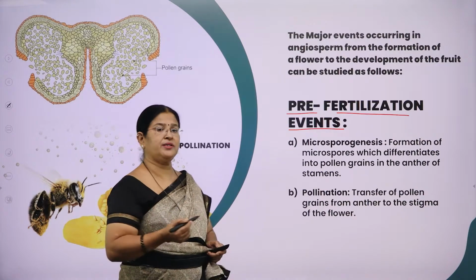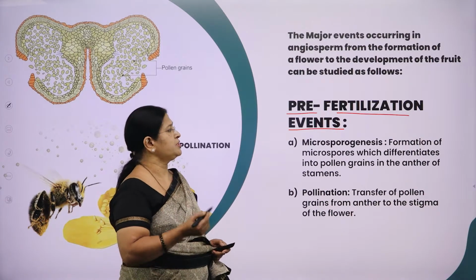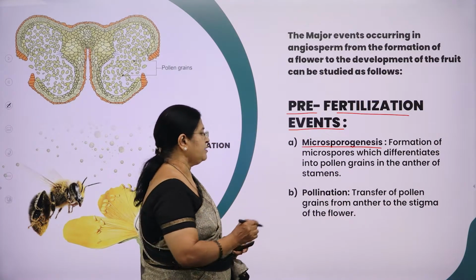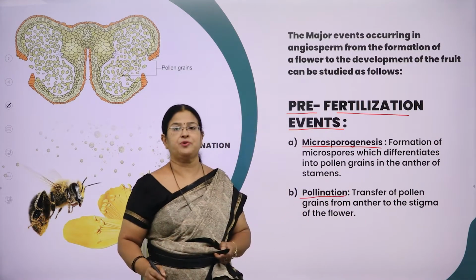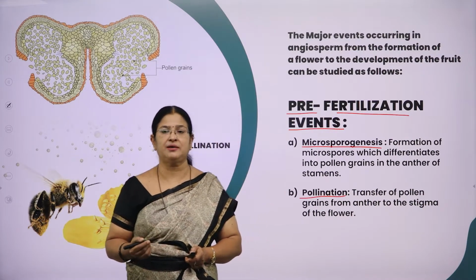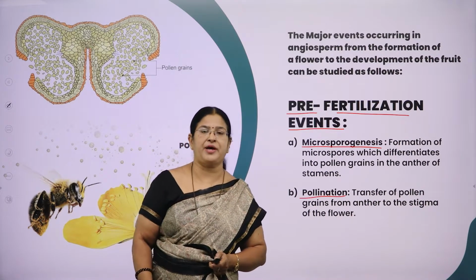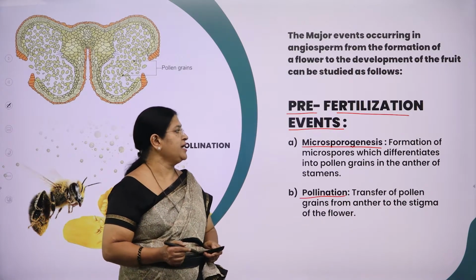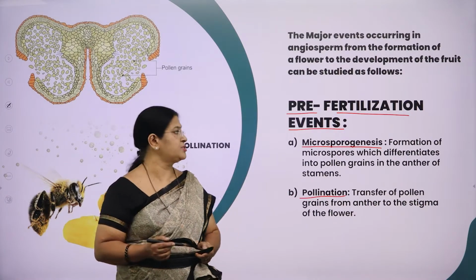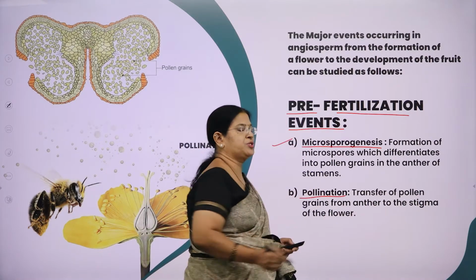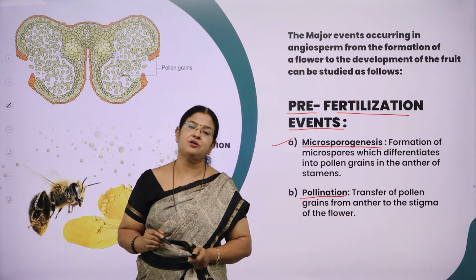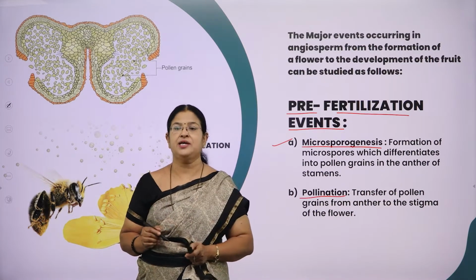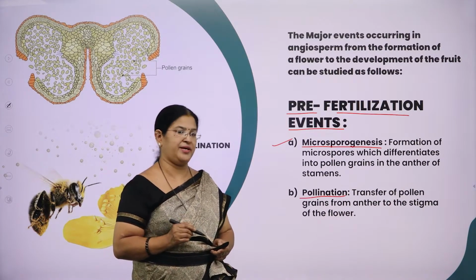So, what are the important things you have to make note of? The pre-fertilization events include microsporogenesis and pollination. What is microsporogenesis? As I said, microspores are the male gametes. So, the formation of microspores which differentiate into pollen grains in the anther of a stamen is called microsporogenesis. So, what is microsporogenesis? Microsporogenesis is nothing but the process of formation of microspores which differentiate into pollen grains in the anther of a stamen, right?